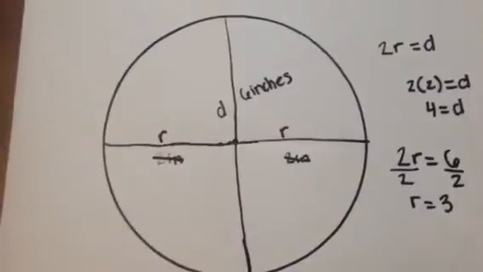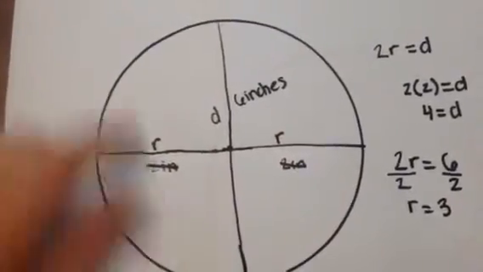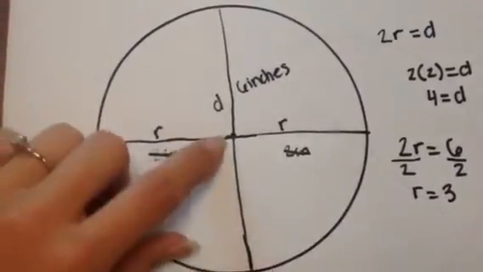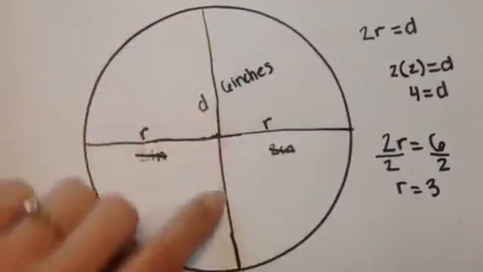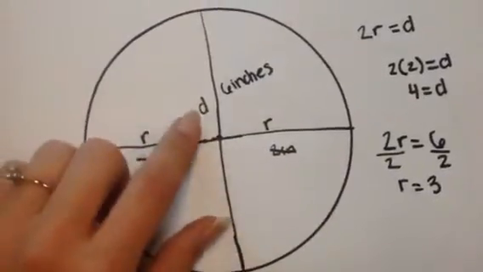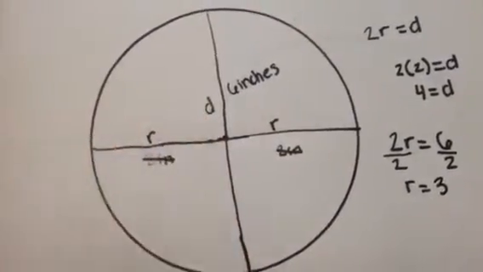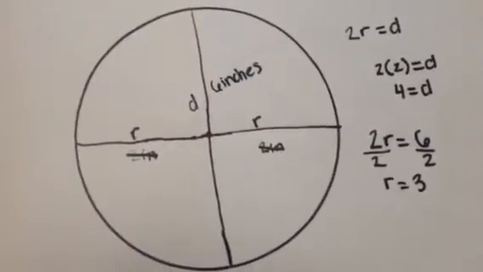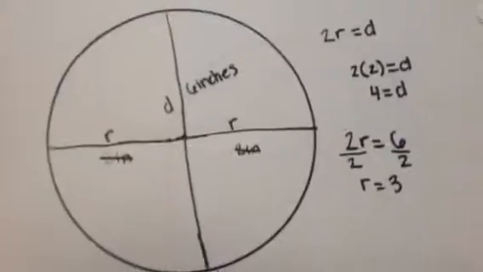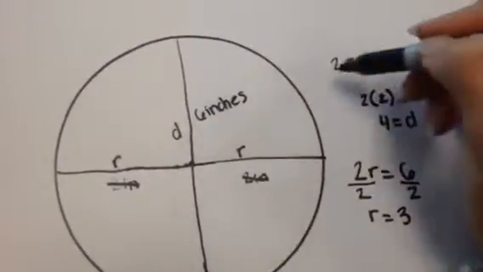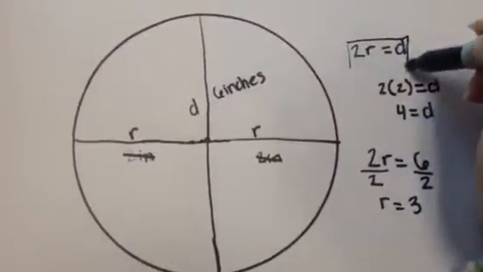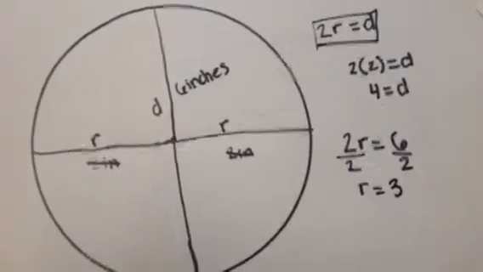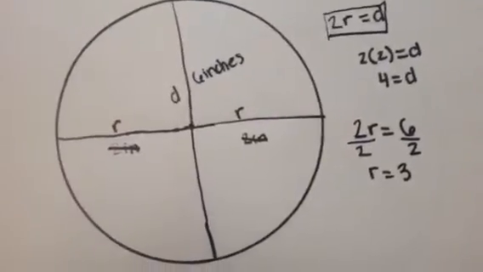Then we talked about the diameter, which is the distance from one point on the circle to another point on the circle, which crosses through the center. So this line right here is representing the diameter, which we represent with the letter d. Then I gave you a formula which you can use to find the radius and diameter if you're given one of them. So the formula is right here. It's 2r equals d. And we plugged in a number, and then we figured out why this works.